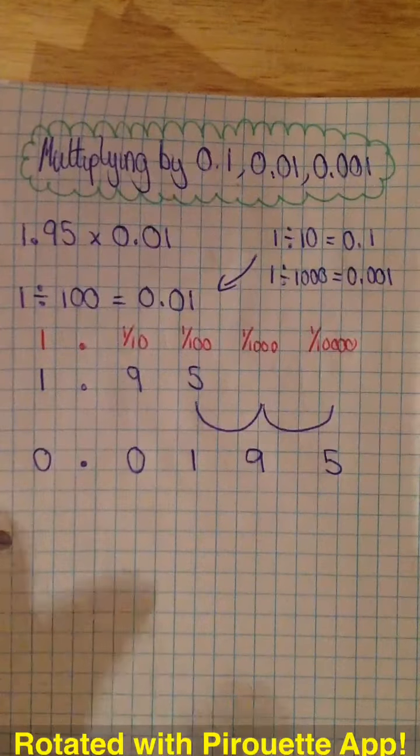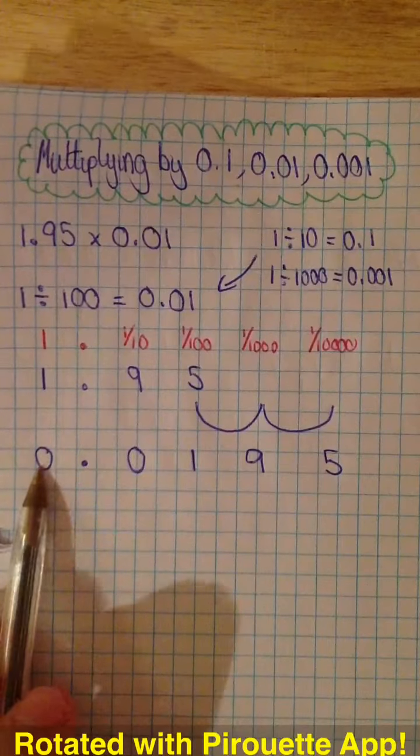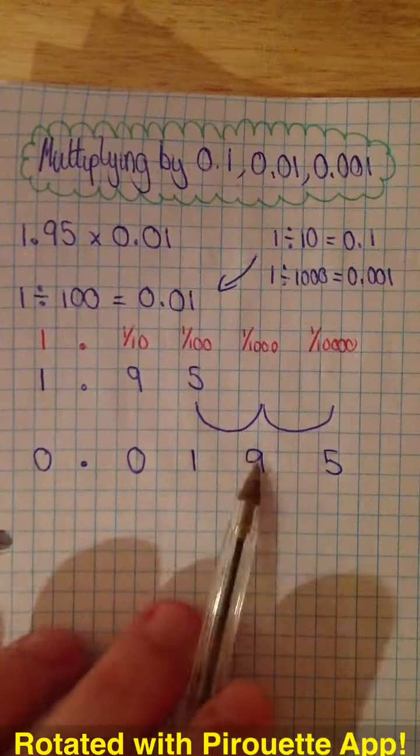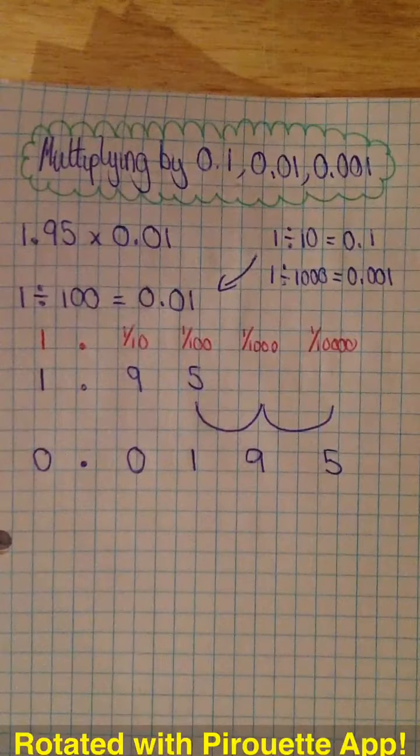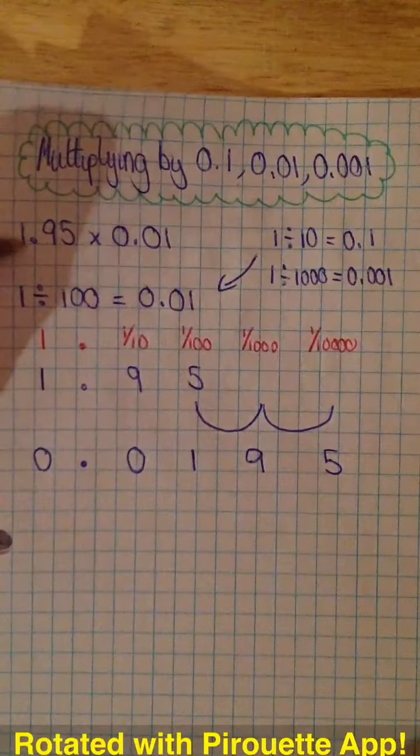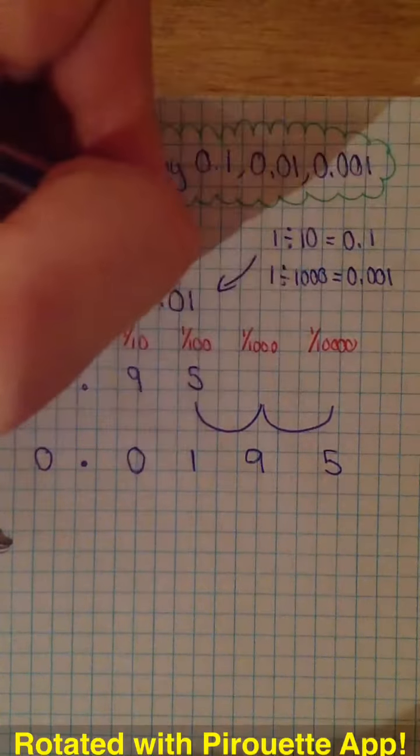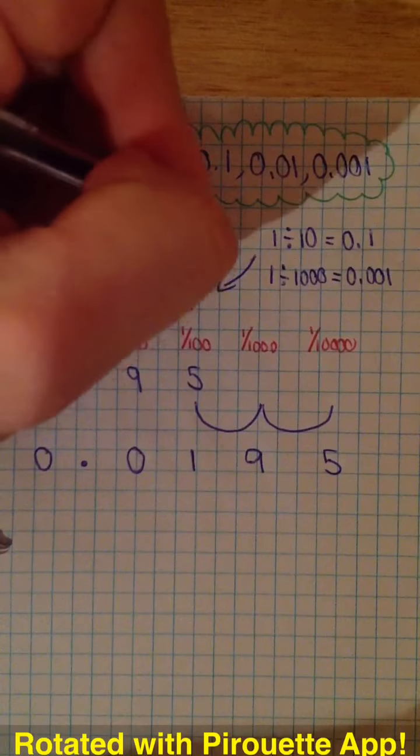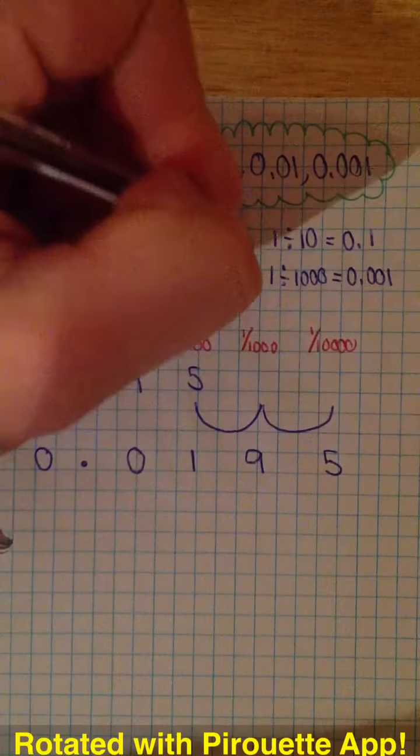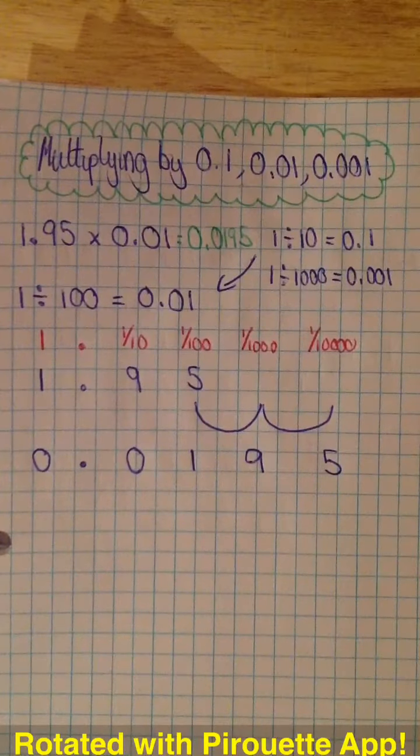So now I've written out my answer in full. I've got 0.0195. So the answer to, and I'm going to write it in green, the answer to 1.95 times 0.01 is equal to 0.0195. I hope that helps. Good luck.